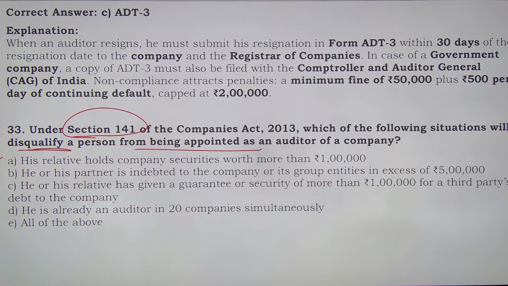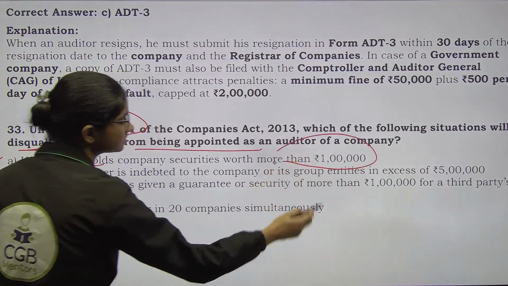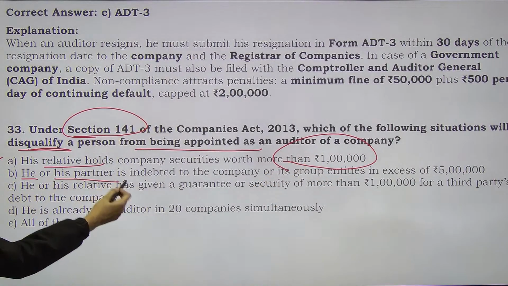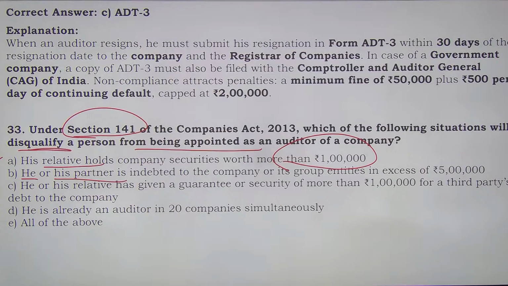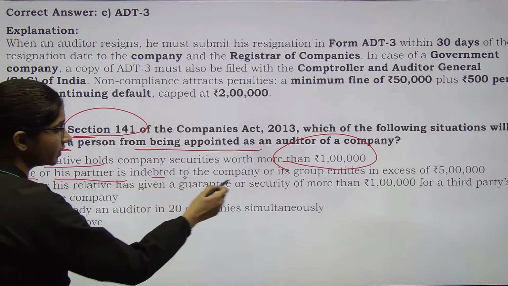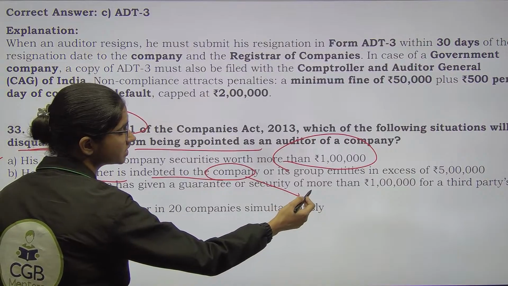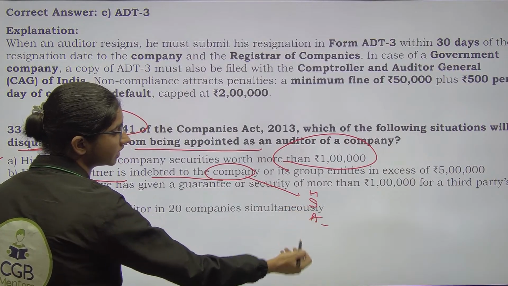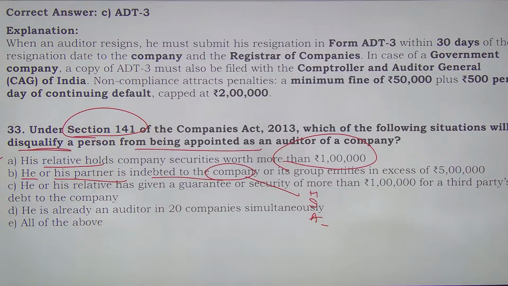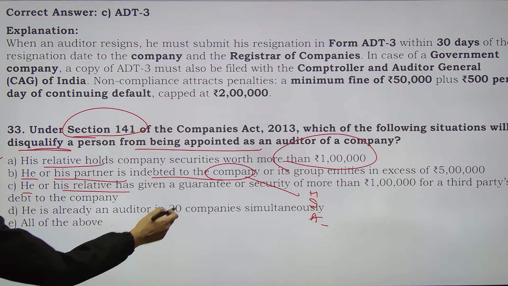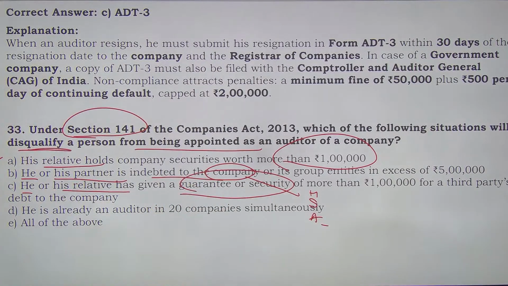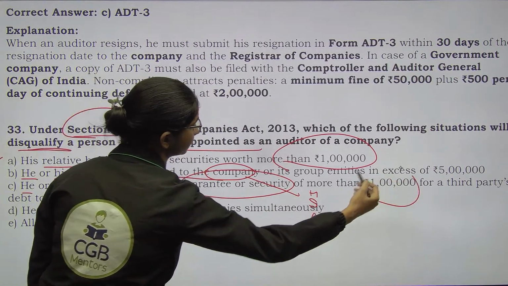First option is trying to tell you that his relative holds company securities worth more than 1 lakh. Also he or his partner is indebted to the company or its group of entities, basically holding, subsidiary or associate companies of that company, for an amount in excess of 5 lakh rupees. And also he or his relative has given a guarantee or security of more than 1 lakh rupees for a third party.